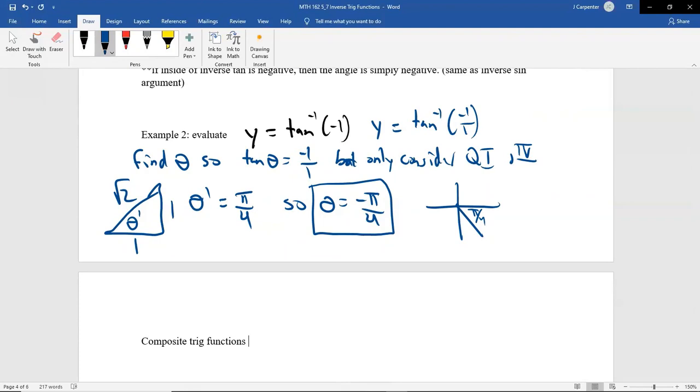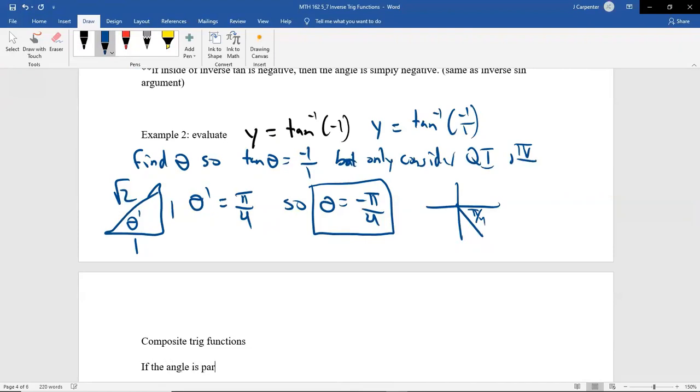So you will only see problems where, for these composite functions, one will be an inverse and the other will not. The inverse could be inside or it could be outside. Doesn't matter. They could be the same type of trig function or they could be different. It doesn't matter. But when they are the same type of trig function, sometimes you get some really easy cases, and that's what we're about to detail.